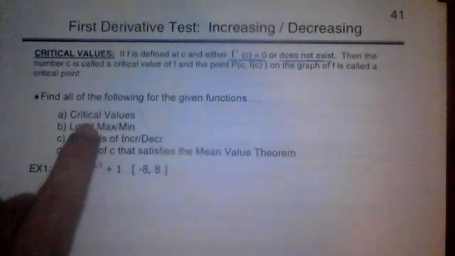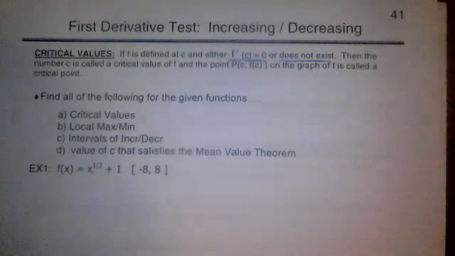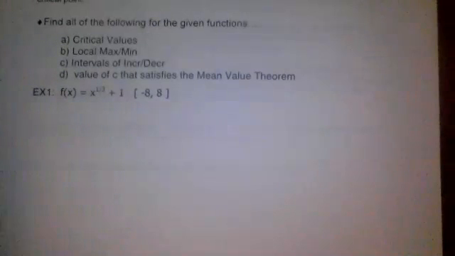So these are the steps we're going to go through. We're going to find the critical values. We're going to find our local maxes and mins, which will give us our intervals of increase and decrease. And then we'll review what we did in the lesson yesterday or the day before for the values that satisfy the mean value theorem.